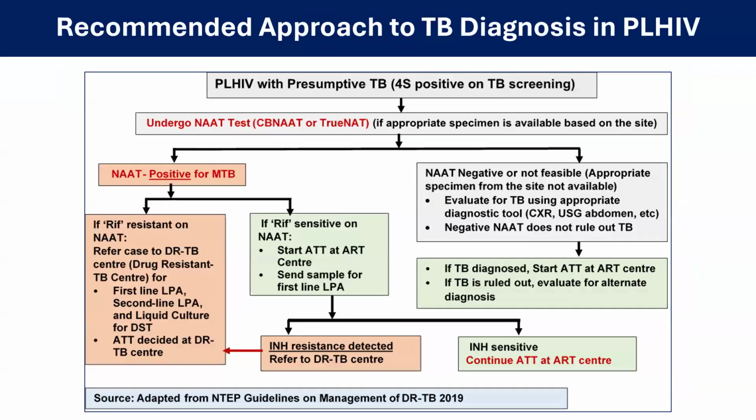When we look at the recommended approach to TB diagnosis, as we discussed in the earlier slide, they have to undergo either the CBNAAT or the TrueNAT, if the appropriate specimen is available based on the site. Otherwise, the patients usually will be referred to the DMC wherever the NAT machines are not available. If the patient is NAT positive for Mycobacterium tuberculosis, then we look into whether the sample is rifampicin resistant on NAT or rifampicin sensitive. In case the sample is rifampicin resistant, the patient will be referred to the DRTB center for the first line LPA or the second line LPA and the liquid culture for drug sensitivity testing.